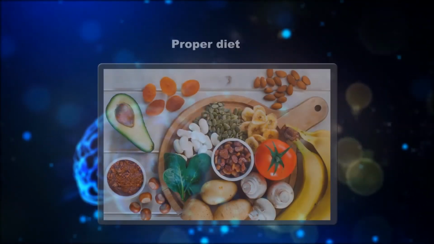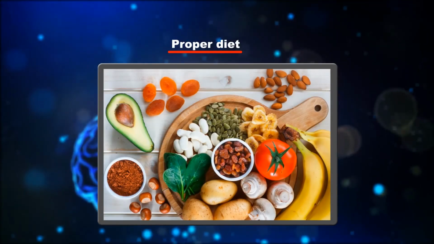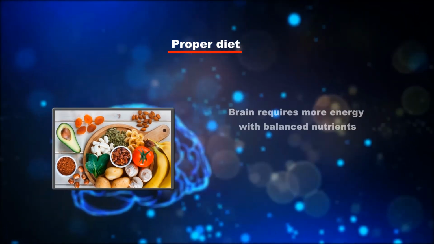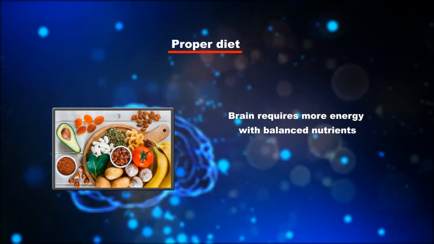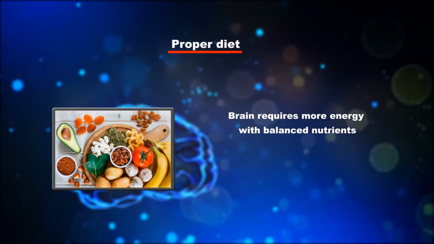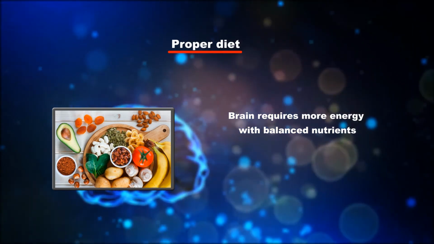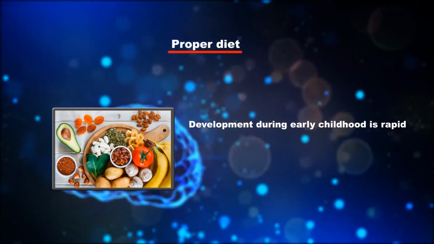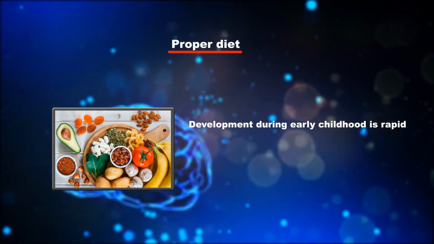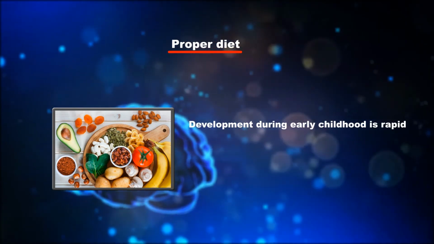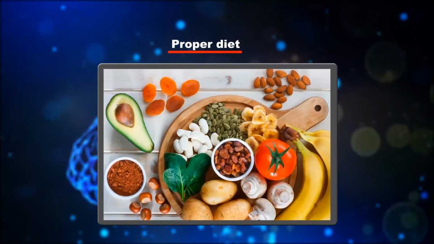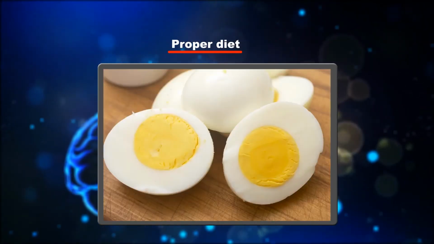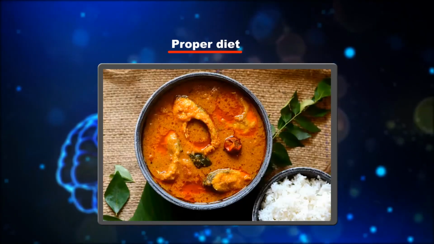Then comes proper diet. Diet takes up a prominent role in brain development because of two reasons. The first one is that the brain requires more energy and balanced nutrients to develop and work properly. Secondly, the period of early childhood itself is considered to be the period of rapid development. Hence, a diet with a supply of nutrients such as proteins, vitamins and minerals like iron is essential for a child. Some of the brain-building foods are eggs for protein, leafy greens for vitamins, and fish for omega-3 fatty acids.